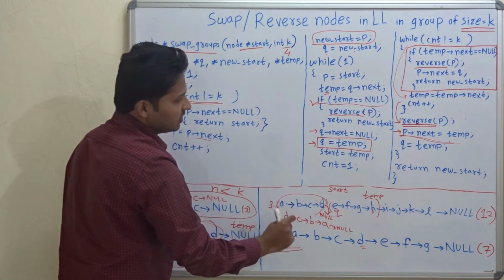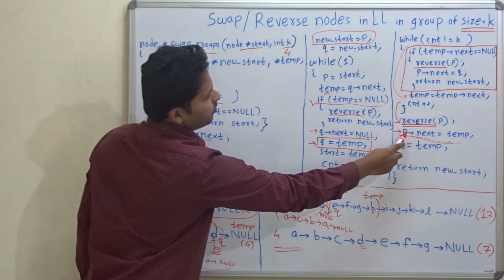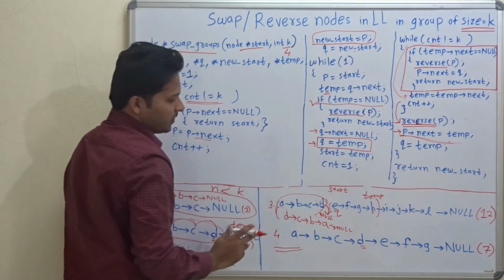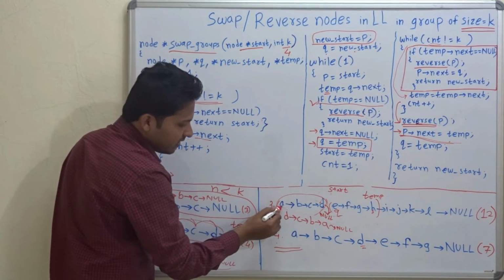Now after reversing the group, the next line P points next equal to temp. So as you know, P is holding the address of A.